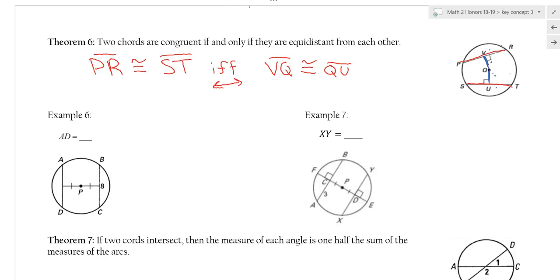So for example 6, we're finding AD. These lines are telling me it's congruent, so since this is 8, this is 8.